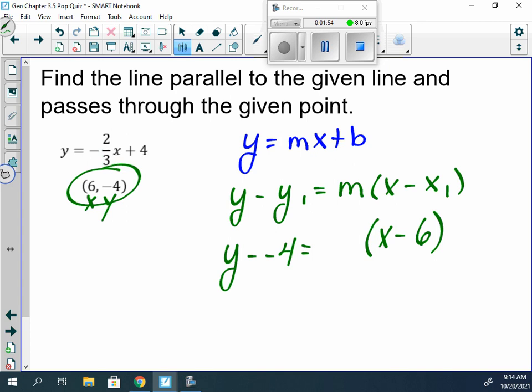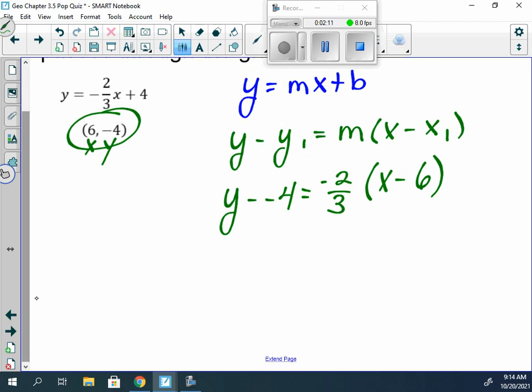Now we said the slopes were the same since we're looking for the line parallel, yes? So the slope for our new line would be what? Negative 2/3. It's going to be the same as the line that was given. Well, now we need to get it into what? y equals. We just need to get y by itself, yes?